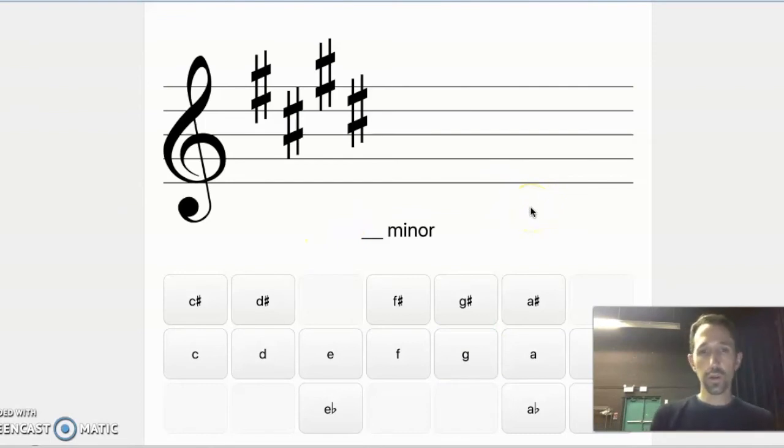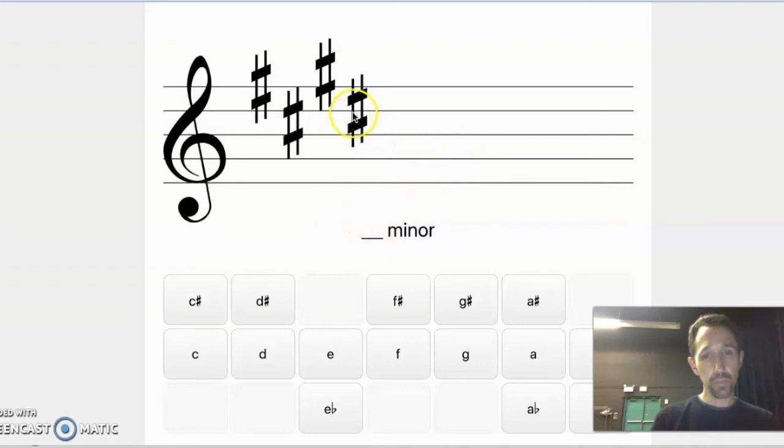So just 1 or 2 more. Again, I'm looking at this thinking the major key for 4 sharps would be E. Going down a minor third, I would end up with a C. Checking the key signature, so C sharp minor would be the answer.